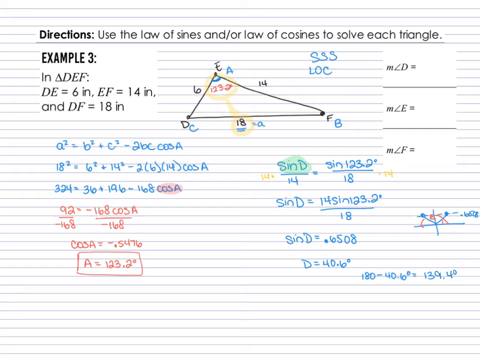But right away, we know that that's not going to work because we already found that angle E was 123.2. And now to say that angle D is 139.4, we know that that's not possibly going to work. It's way over 180, so we can eliminate that altogether. So angle D is 40.6.